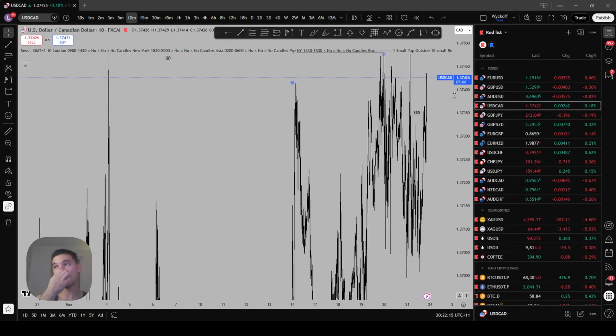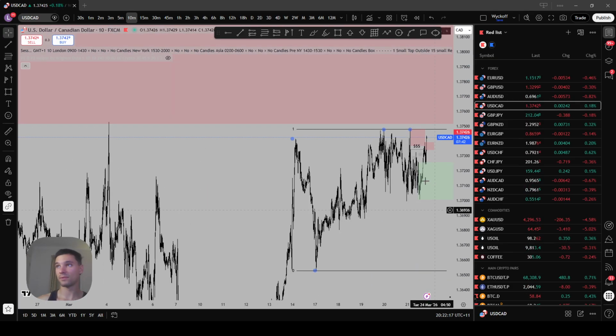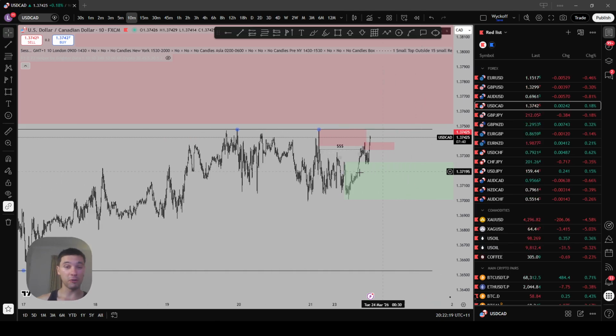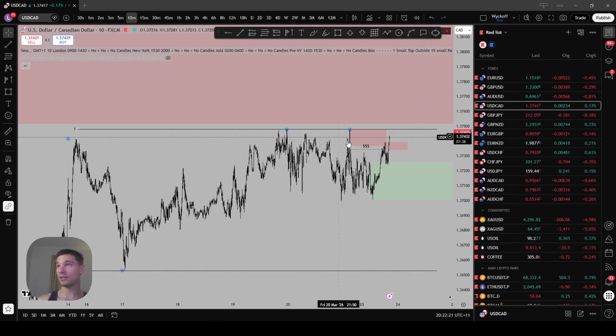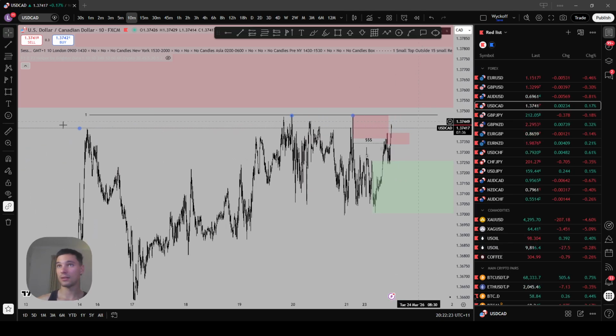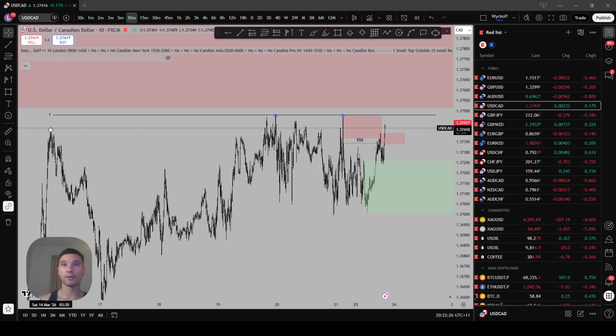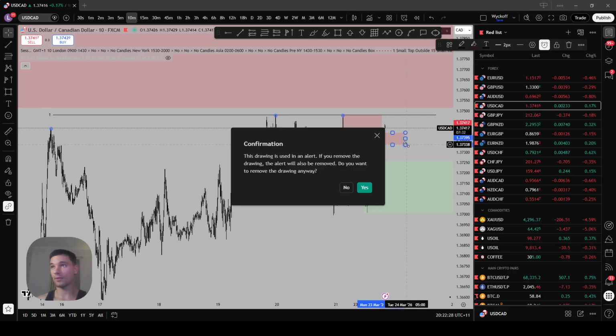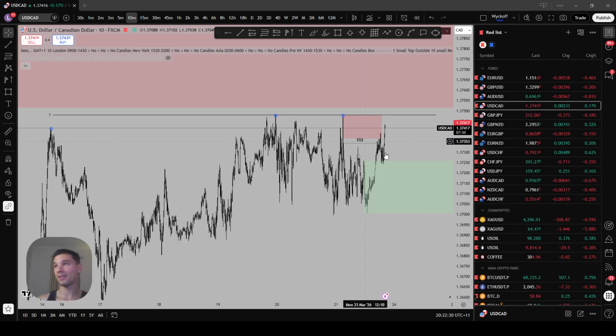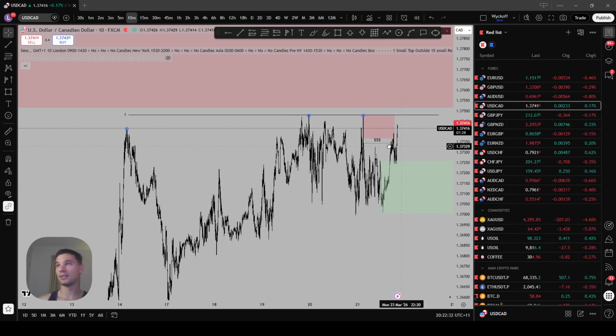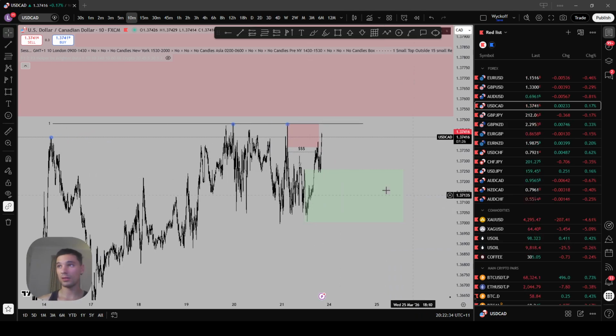USD CAD. Excuse my French, but this pair has been really frustrating me. Like, all right, we've mitigated this demand. I had an entry somewhere here which I got stopped out on all the way back there.